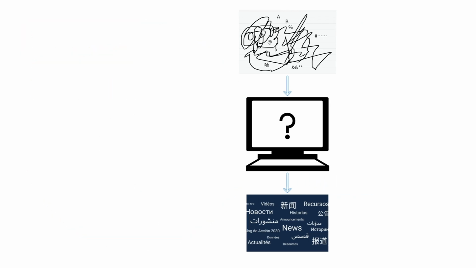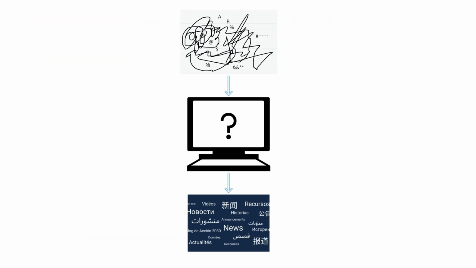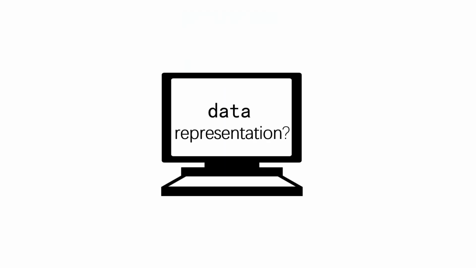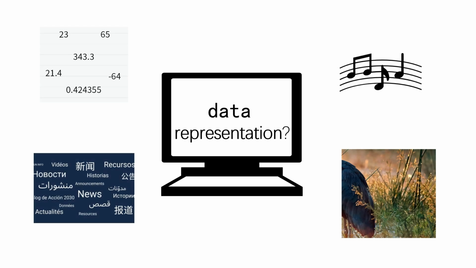And before a computer can process information, there is a more fundamental question. How should information be stored inside a computer? How do computers record numbers, text, images, and sound? That is exactly why data representation appears in the first chapter.